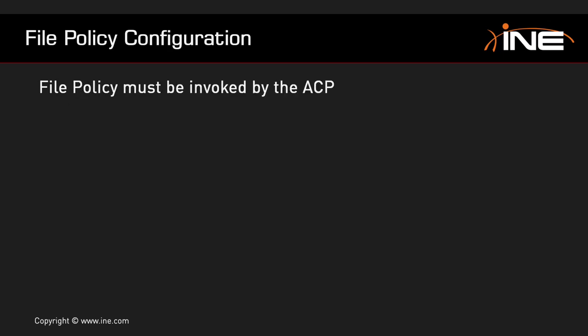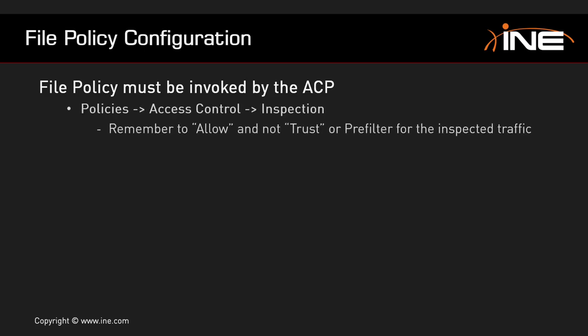Okay, so this was the first phase of our configuration. We have to define the policy, add rules, and select the actions. Now, in the second phase, we will have to still activate this policy in the access control policy. And this is going to be specifically done under the inspection tab. And now the key thing to remember here is that your inspection rule that you will select for a file policy must be configured with the allow action, but not with trust. And also pre-filtering cannot be configured, like the fast pathing, it cannot be enabled for the flow.